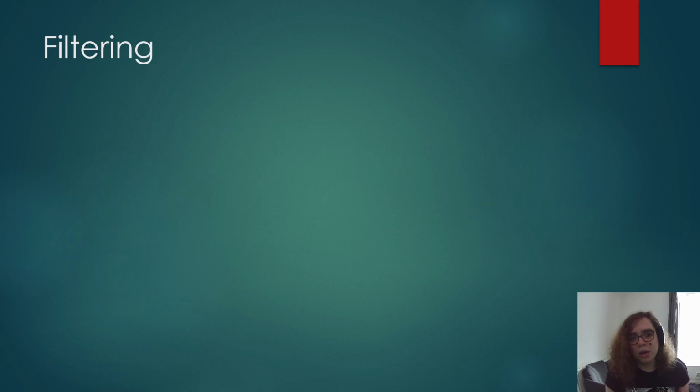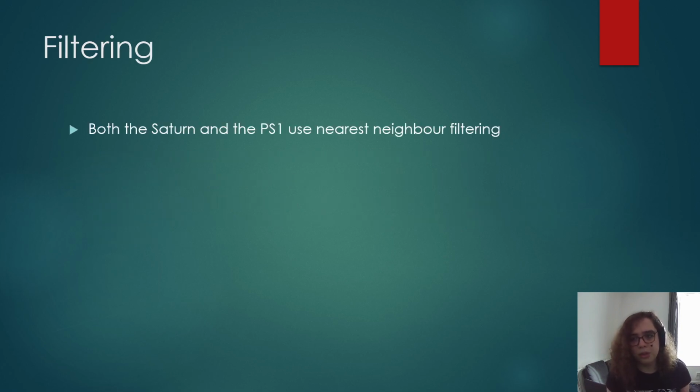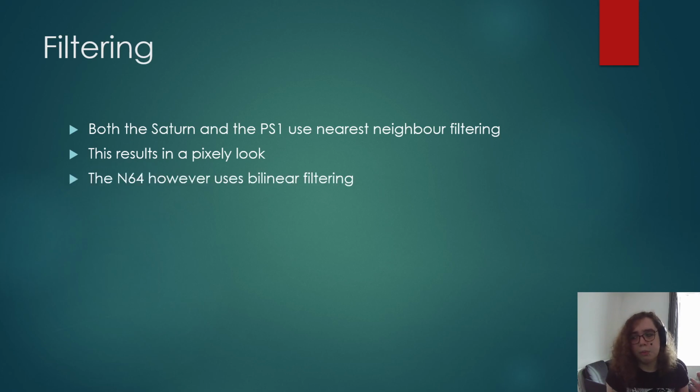So the next part we talk about is filtering. Now both the PS1 and the Sega Saturn use what's called nearest neighbor filtering. And this results in quite a pixely look. Now the N64, however, uses what's called bilinear filtering. Now the N64 filtering is actually quite interesting, because bilinear filtering normally, the way it works is it just samples the surrounding 4 pixels of where you were going to be, and then averages them out, and that's the color it decided to use.